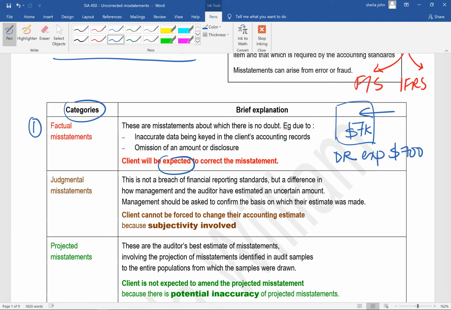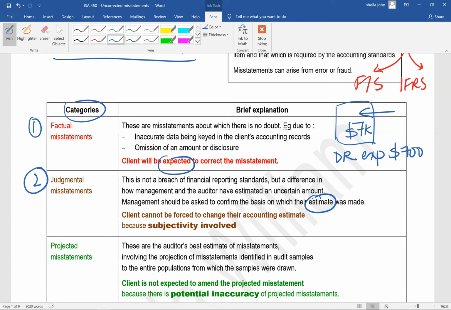Okay? So that's why we need to categorize the type of misstatement based on what we're going to expect the client to do. The second category is called judgmental misstatement. Judgmental misstatement is because there is an accounting estimate. And if there's an accounting estimate, the client will have one figure and we can have one figure. After all, it's an estimate. It's not an exact science.